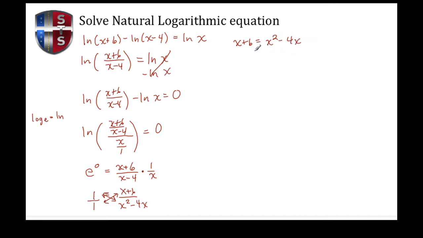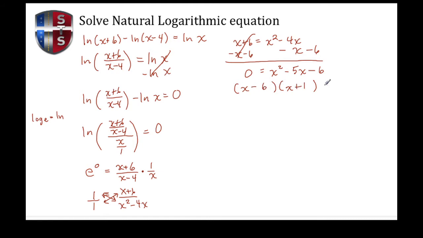At this point I see this is a quadratic equation, so I want to get all of my terms to one side. So I'm going to subtract x and subtract 6 from the left hand side, which means I have to subtract x and subtract 6 from the right hand side. In doing so, the left hand side resolves down to 0. I have x squared, 4x minus x gives me a negative 5x, and then I bring down my negative 6. At this point I see I can factor by hand. I need to get the factors of negative 6 that add up to a negative 5, and those factors would be a negative 6 and a positive 1. And again, that has to be set equal to 0.